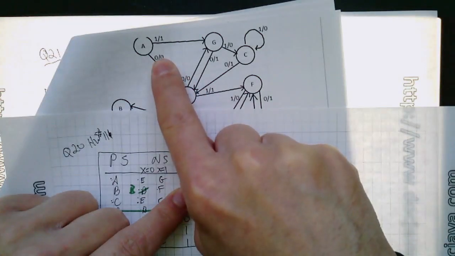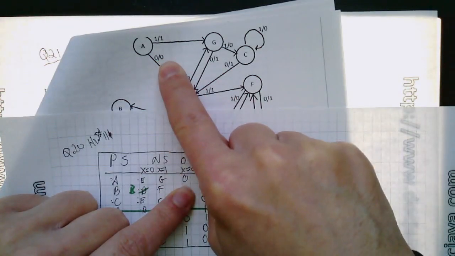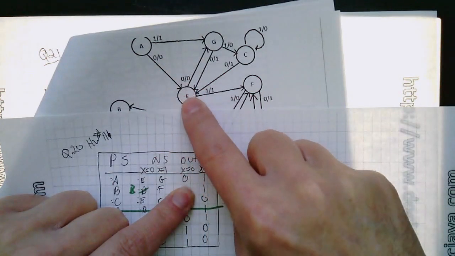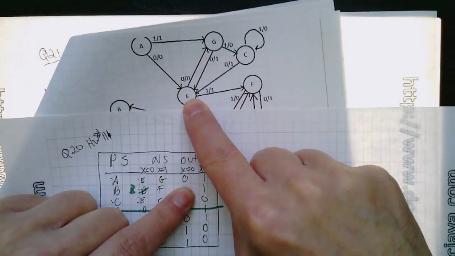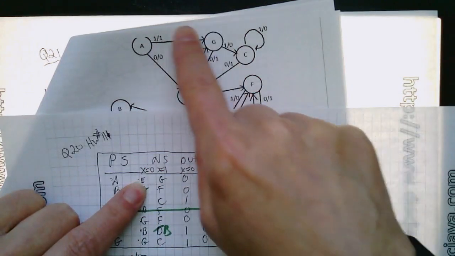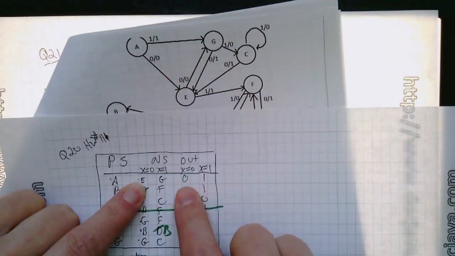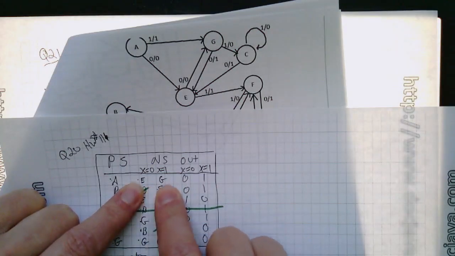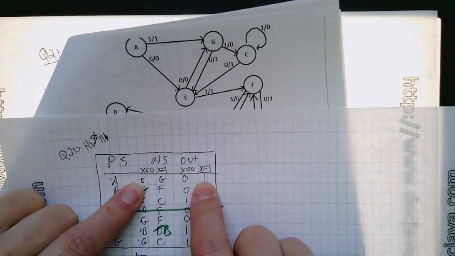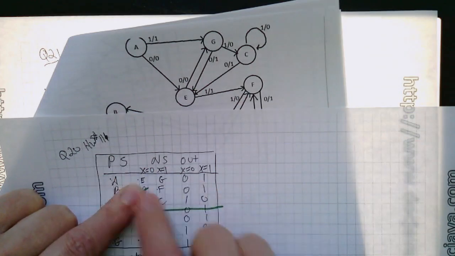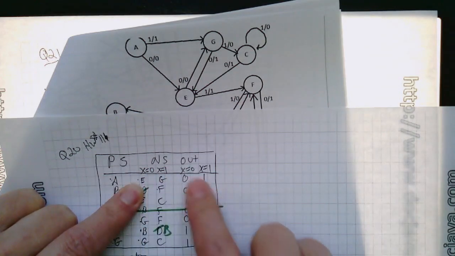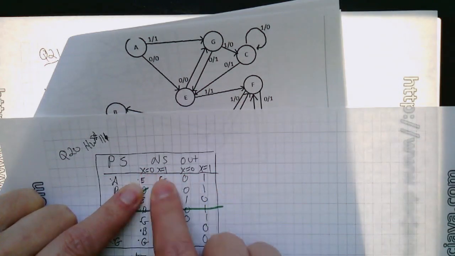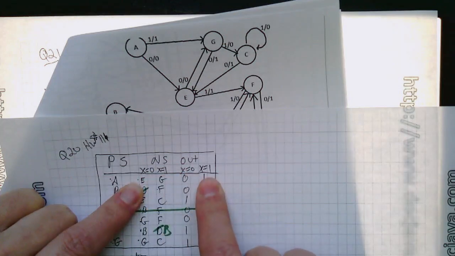So the top part, that's the input. The bottom part, that's the output. And this arrow shows you what the next state is going to be. And because it's a Mealy machine, you have to have the outputs written alongside the next states, because the outputs are a function not just of the present state, but also of the input. So you've got to know what the input is, and that's why we write the inputs up in here. Does that make it clear?